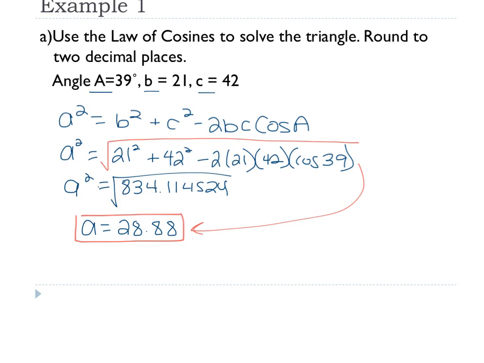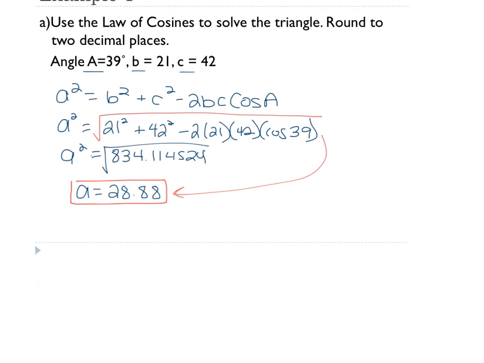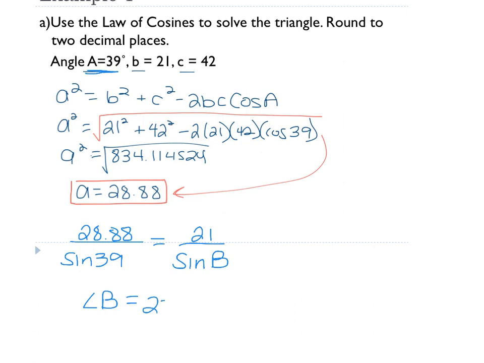So you can, at this point, either stick with law of cosines and go to your alternate form because you're solving for angles, or you could go back to your law of sines, whichever one you want to do. It doesn't matter. So let's say I go to law of sines. I've got A and angle A, so I could say 28.88 over sine of 39 would equal B, which is 21, over the sine of B. Cross multiply again and divide, so 21 sine 39 divided by 28.88, and I get 0.4576. Inverse sine that answer, and I get angle B equals 27.23.